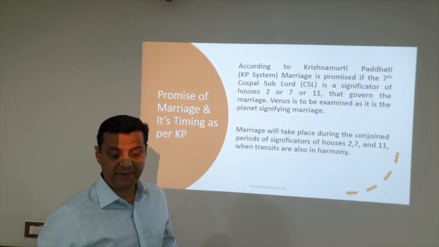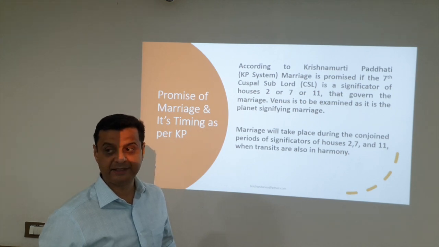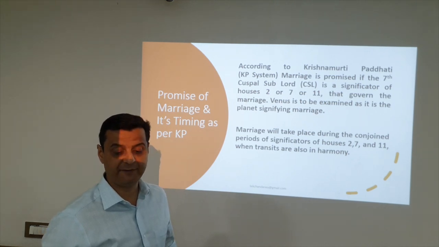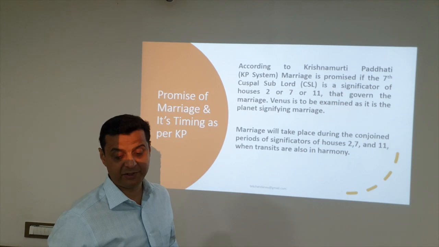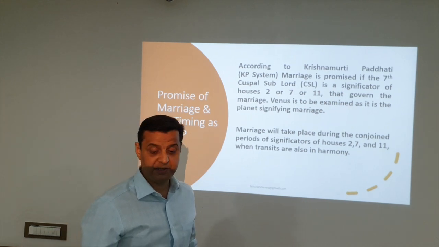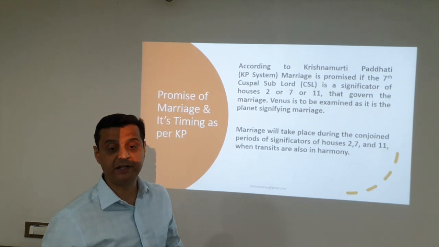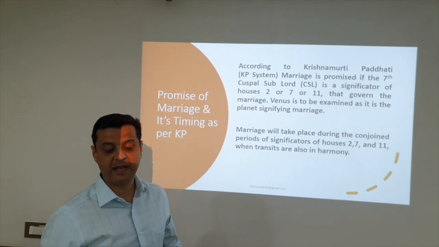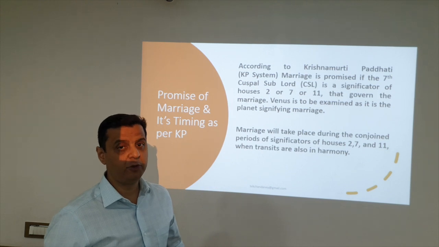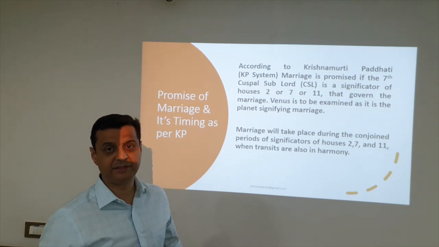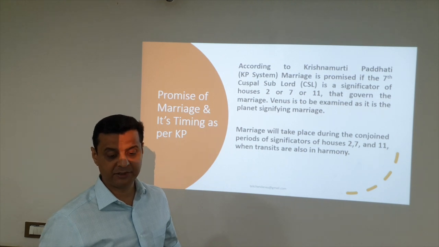So according to the KP system, marriage is promised if the 7th Cuspal sublord is a significator of houses 2, 7 and 11 that govern marriage. Venus is to be examined as it is the planet signifying marriage. Marriage will take place during the conjoined periods of significators of houses 2, 7 and 11 when the transits are in harmony. This is how we will go about making the prediction, and let's now start the process of making the prediction for the chart that we just prepared.